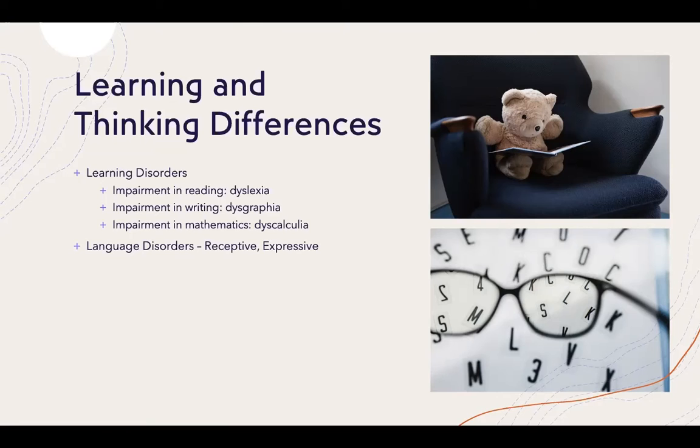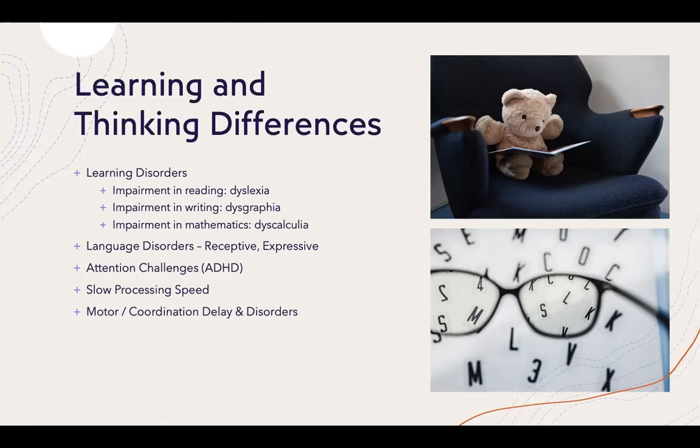Language disorders, so we can have both receptive and expressive language disorders. Attention challenges, ADHD. Slow processing speed. I specified slow processing speed because this is actually something that is important to consider when we're thinking about learning. We want to make sure that a child has a chance to process the information that's coming to them. And there are other kinds of processing, but slow processing speed is something that is really important to consider. There are both motor and/or coordination delay and/or disorder. So that's something when it comes to movement that can be important and implicated in the learning process, and when we're thinking about school function as well. So wanting to make sure that students are able to move in a way that's going to supplement or support their learning.